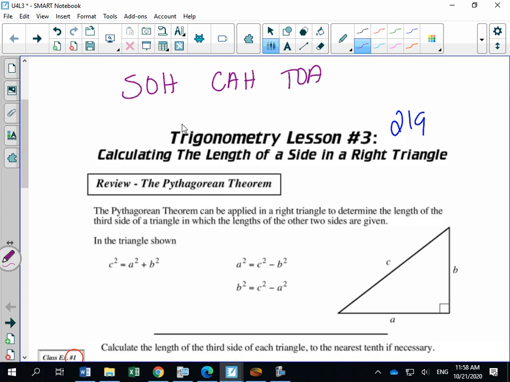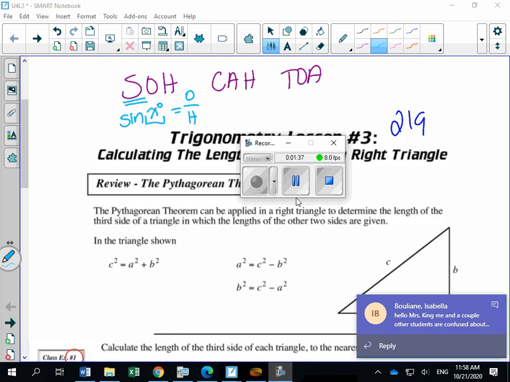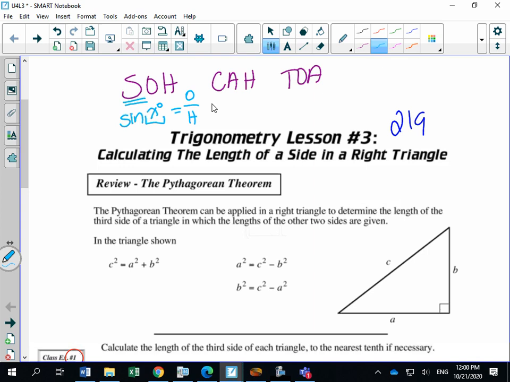So I'll do sine and then you guys will do the rest. So S stands for the sine ratio, and it's always going to be the sine of a given angle is equal to, the ratio is 2 sides on the triangle, and sine just happens to be O over H, which is opposite over hypotenuse. Okay, so that's the sine ratio.